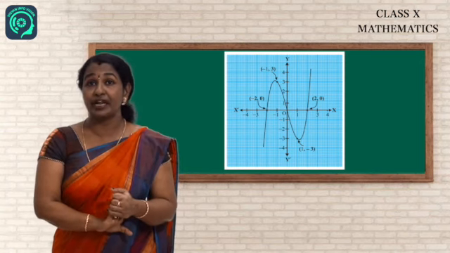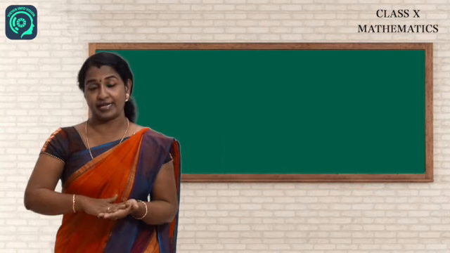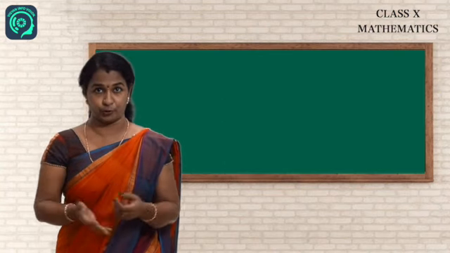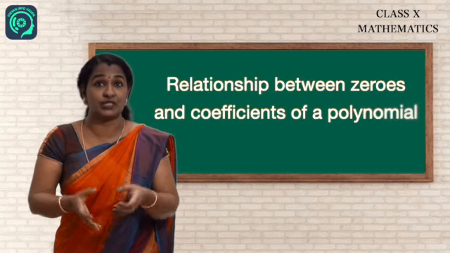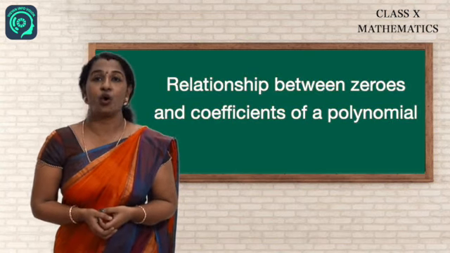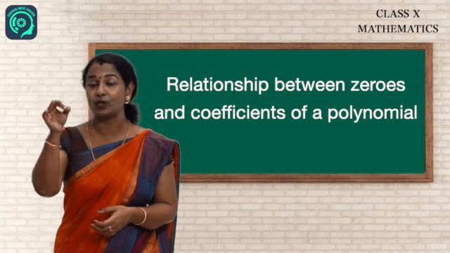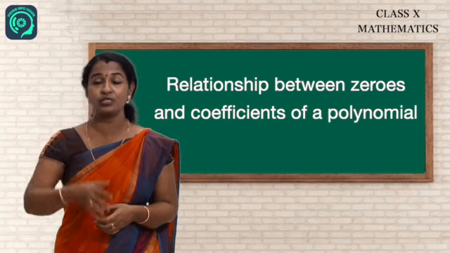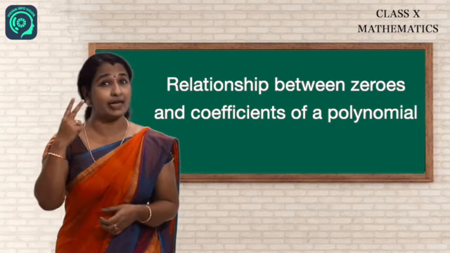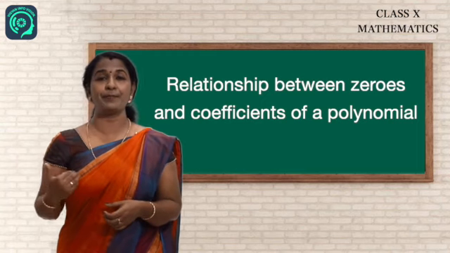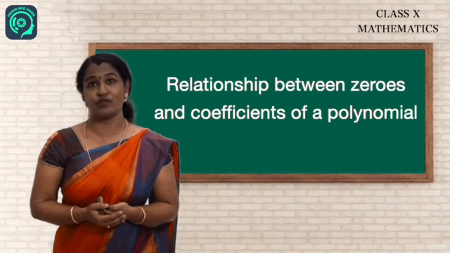So I think geometrical meaning of zeros of a polynomial for the linear, quadratic, cubic is clear for you. Now we are going to learn the relationship between zeros and coefficients of a polynomial. Zeros for a linear polynomial only 1 zero. For a quadratic polynomial at the most 2 zeros. For a cubic polynomial at the most 3 zeros. So that is the zeros of a polynomial.